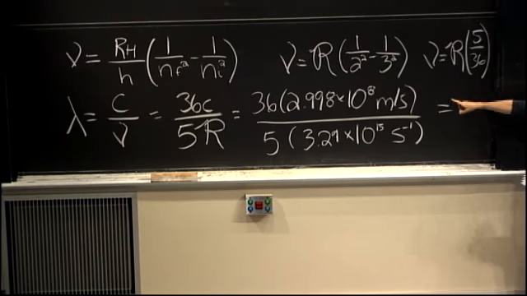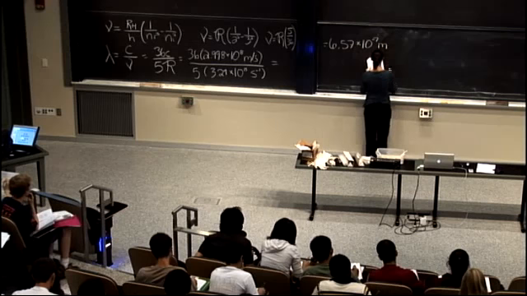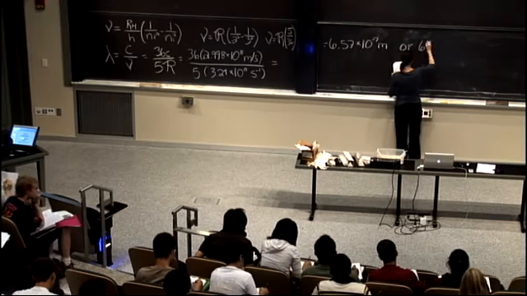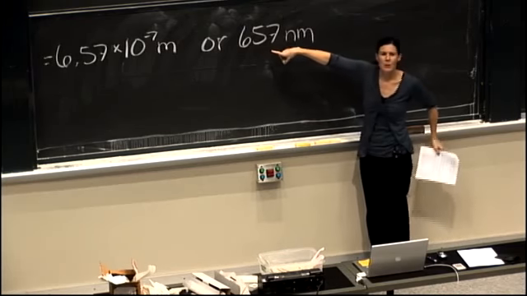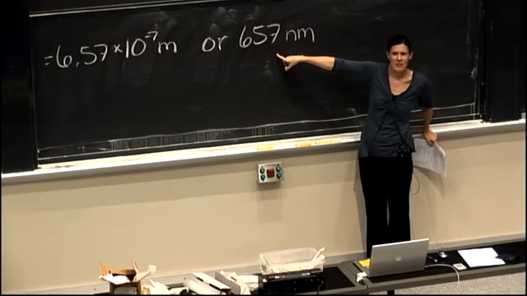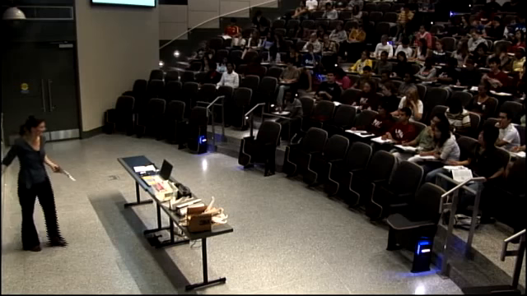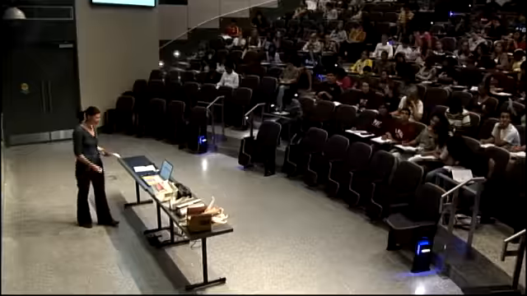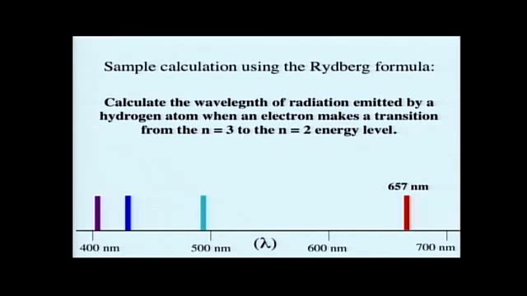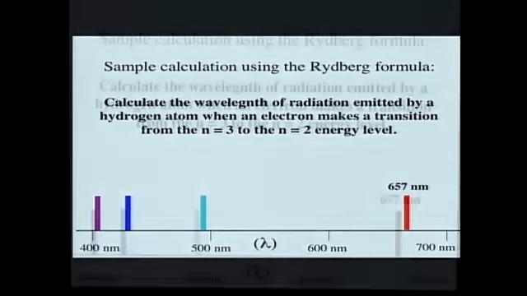So what we end up getting when we do this calculation is the wavelength of light, which is equal to 6.57 times 10 to the negative 7 meters. Or if we convert that to nanometers, we have 657 nanometers. So does anyone remember what range of light 657 nanometers falls in? What color? Yeah, it's in the red range. So that's promising. We did, in fact, see red in our spectrum. And it turns out that's exactly the wavelength that we see, 657 nanometers.